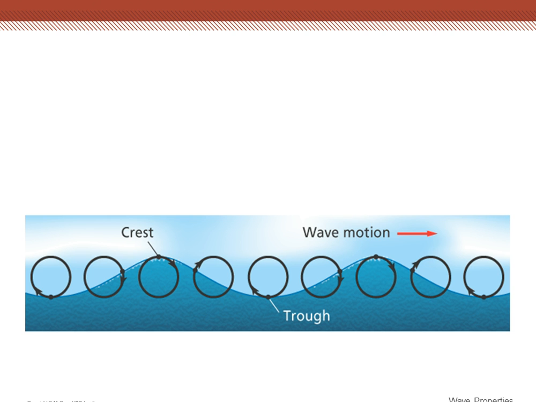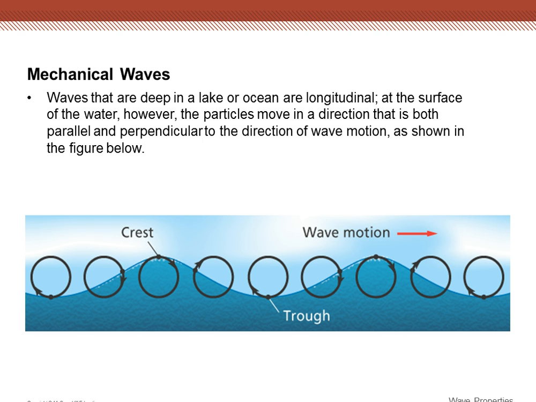Now let's think about the waves in, say, the ocean or the lake. Which type of wave is this? Is it transverse or longitudinal? Well, waves that are deep in a lake or an ocean are in fact longitudinal, but at the surface of the water, however, the particles move in a direction that is both parallel and perpendicular.